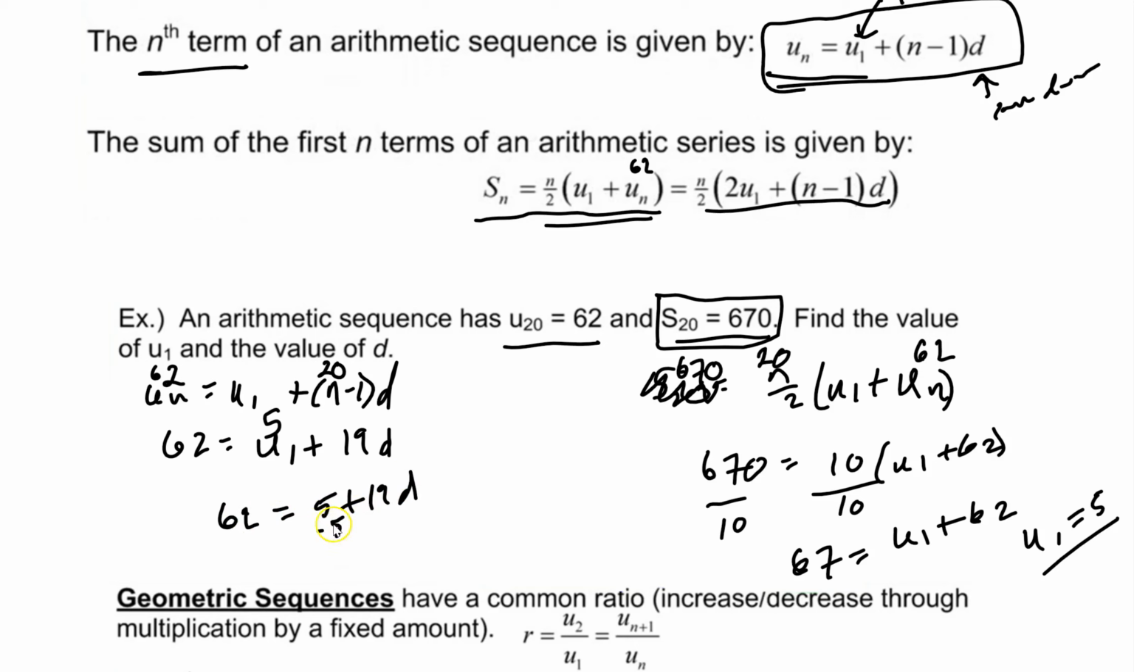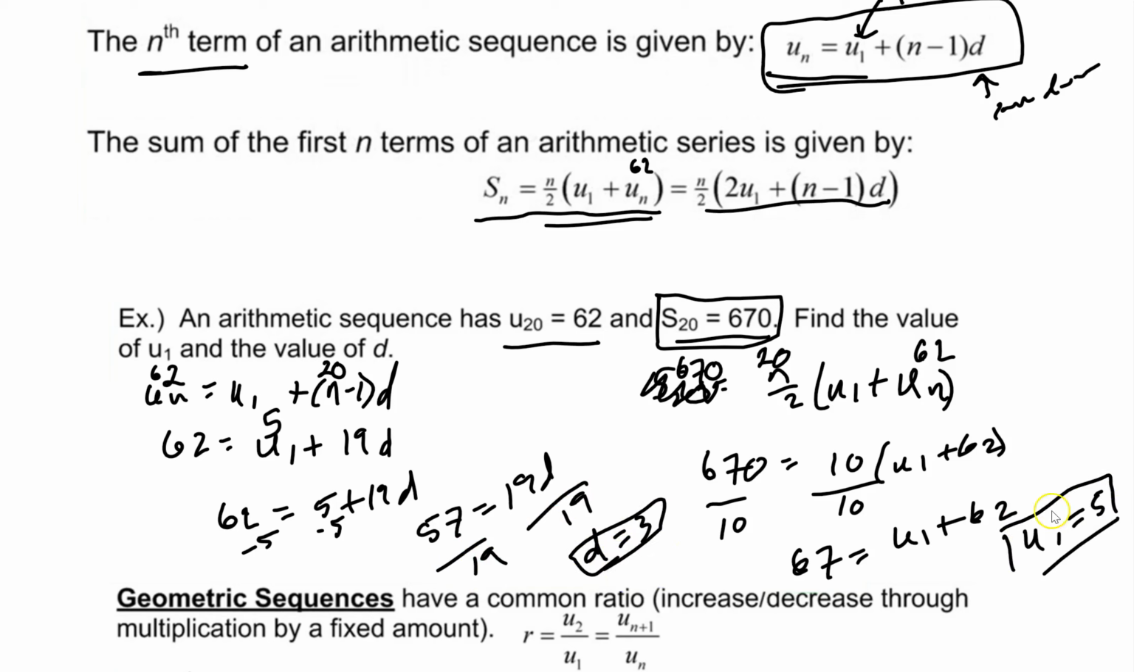Subtract 5. And I get 57 equals 19d. Divide by 19, and you get d equals 3. So my common difference is 3. My first term is 5. Right? Arithmetic sequences are all about adding and subtracting.